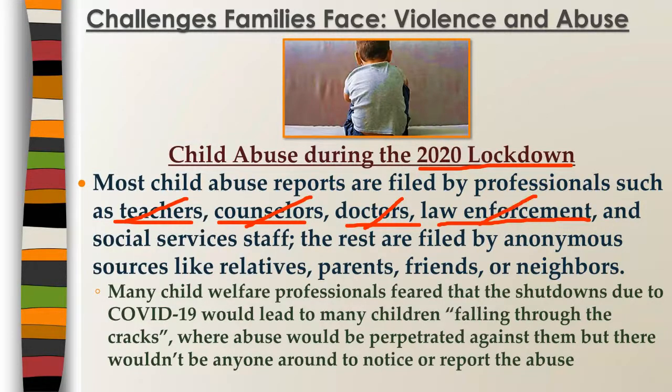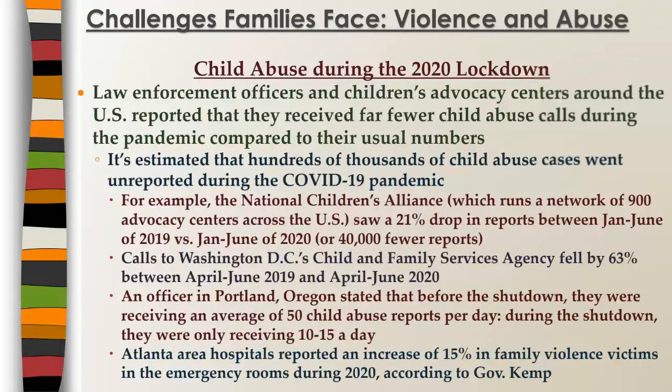So a lot of child welfare professionals fear that the shutdowns during COVID led many children to fall through the cracks, where abuse would be perpetrated against them, but there wasn't anyone around to notice it or report it. During 2020, law enforcement officers and children's advocacy centers around the country reported that they received far fewer child abuse calls during the pandemic compared to their usual numbers. It's estimated that hundreds of thousands of child abuse cases went unreported during COVID.